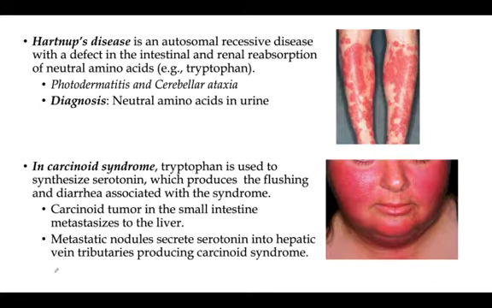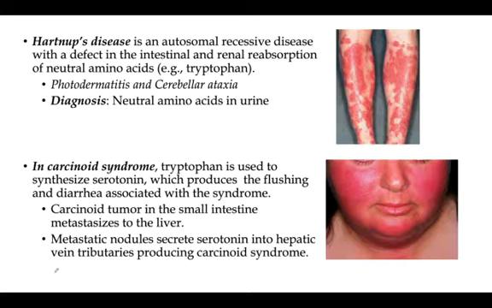As I mentioned, if there is an imbalance in the use of tryptophan, it also may lead to pellagra because tryptophan is the precursor for the formation of niacin. So the first condition we call Hartnup's disease. It's an autosomal recessive disease where there is a defect in the intestinal and renal reabsorption of neutral amino acids, and one of the neutral amino acids, if you remember from your amino acid lecture, is tryptophan.